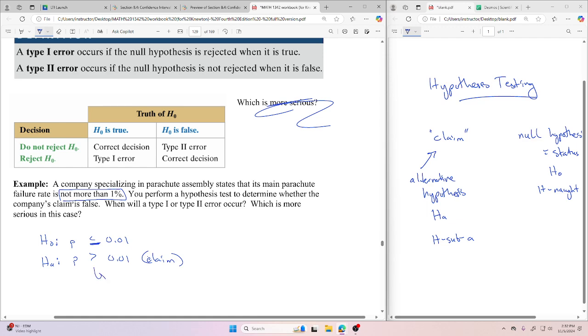Left, right, two-tail, what kind of test? Right tail test. Again, we don't need to know that right now. I'm just setting us up for the future. Okay, so that's what we've got. This is what we're looking at right now.